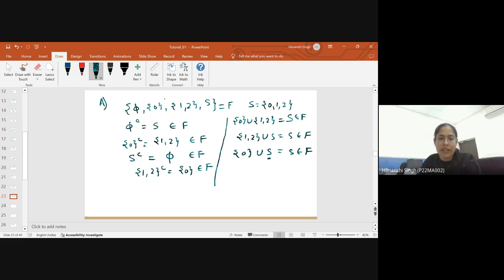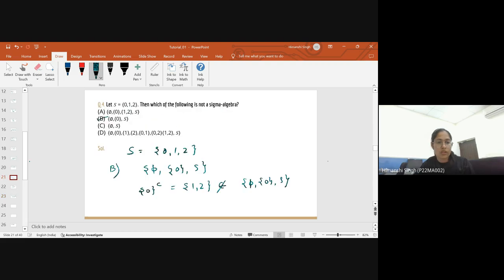So I hope everything is covered. With phi, the union gives that set only, which is in F, and the same for 0 and 1 comma 2. So it is closed under union and closed under complementation, so it will be a sigma algebra. So this option is incorrect. And as I have explained for option C, this is also incorrect.